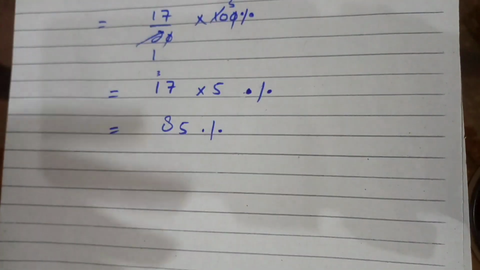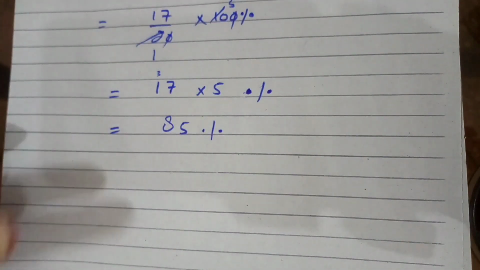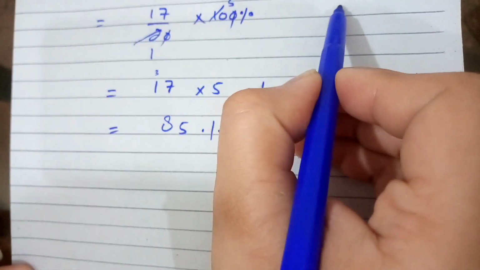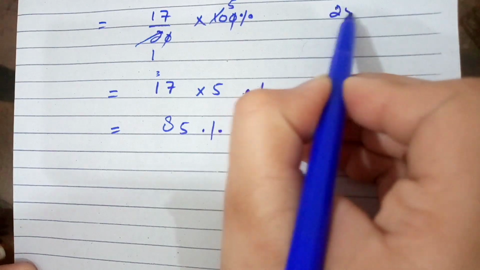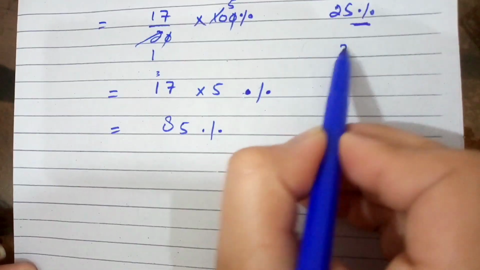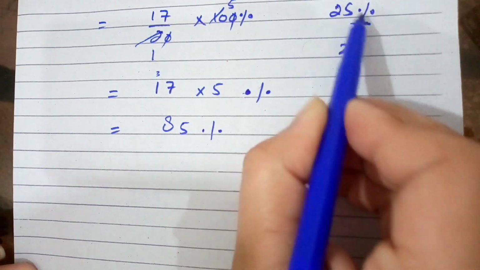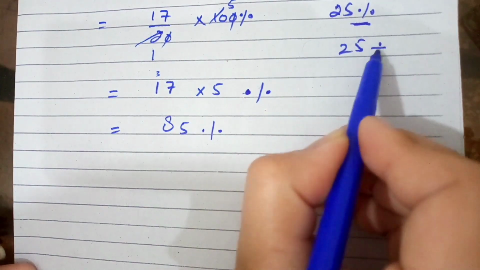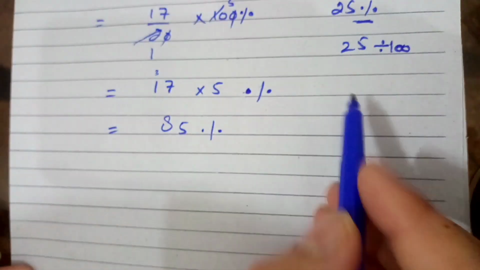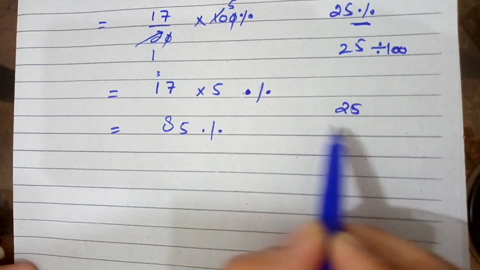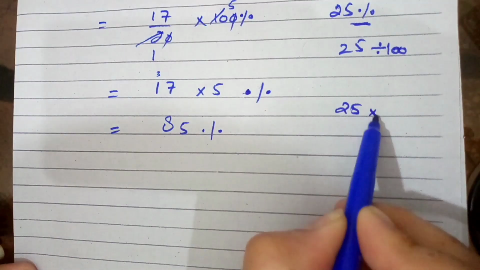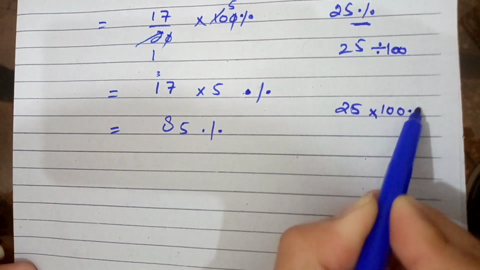So what is the difference between the first and the second question? In the first question, the term was already given in the form of a percentage, that is 25 percent. So you have to remove this percentage sign. To resolve the percentage sign, we have to divide the term by 100. And in this question, which is a simple fraction, we have to convert the term into a percentage. What we need to do is just multiply the term by 100 percent.